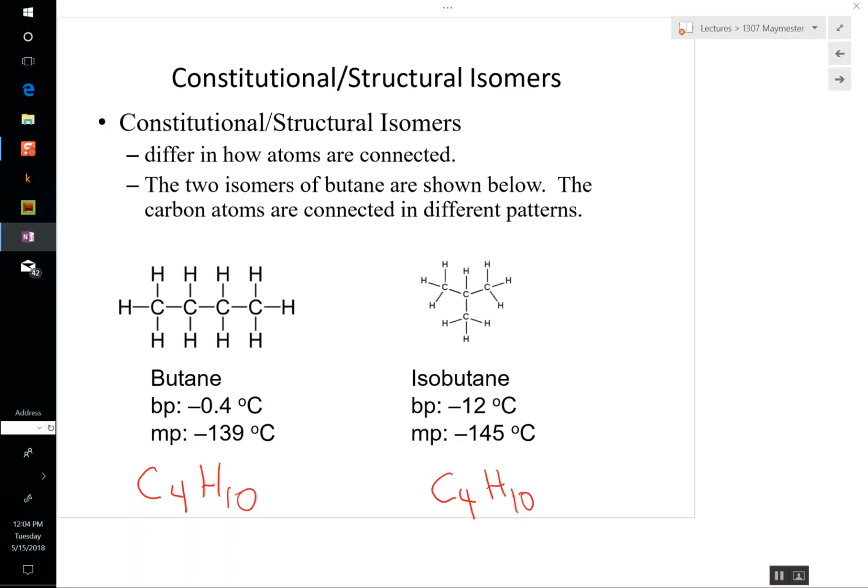Are they different? Well, look at them. They are different. This thing boils at almost 0 degrees centigrade. This boils at minus 12 degrees centigrade. So you say, they're the same molecular weight, they have a little different structure, they have different properties. So melting points are different. This is isobutane and butane.